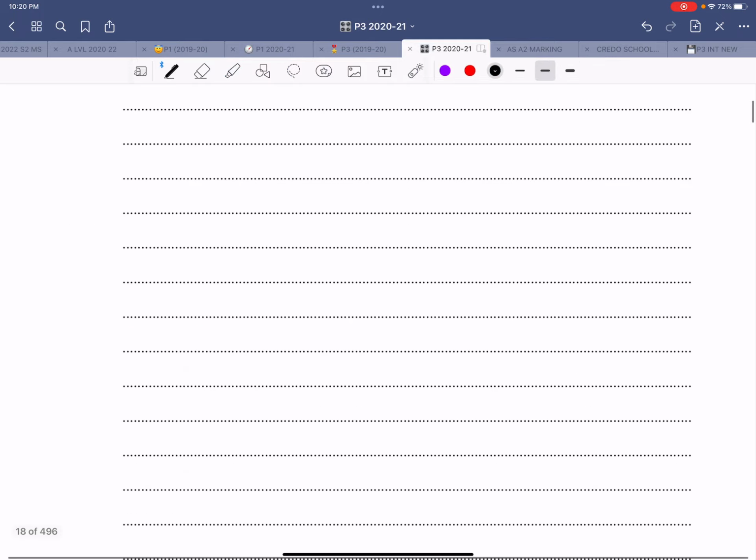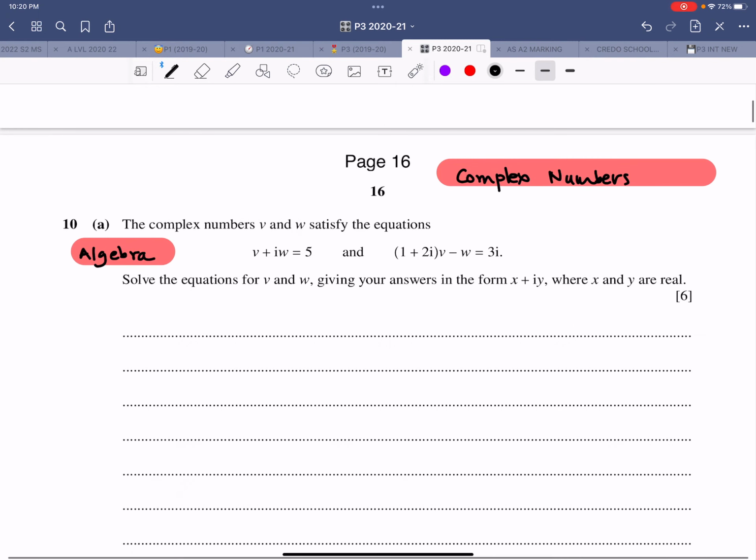So let's first get started with the algebra. There are two complex numbers and it says v plus i w equals to 5, and 1 plus 2i multiplied by v minus w is 3i. 6 marks. Solve, give your answer in the Cartesian form.